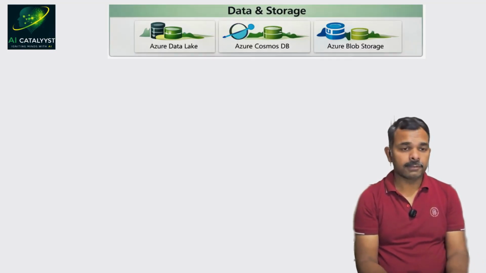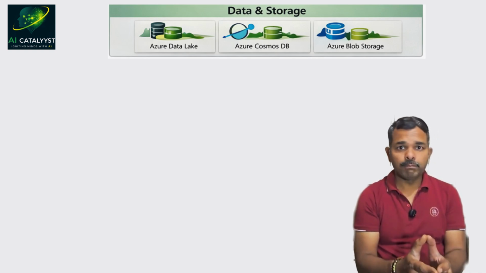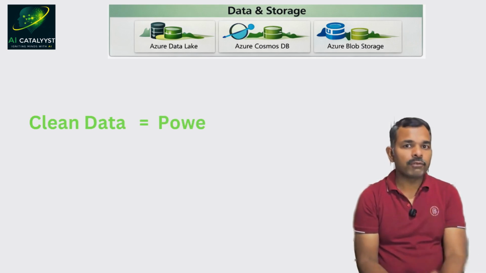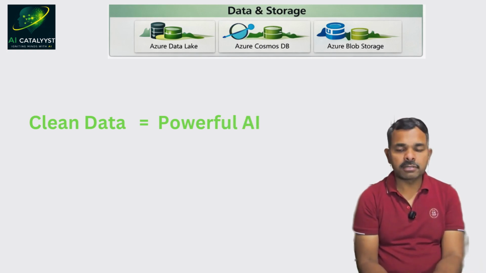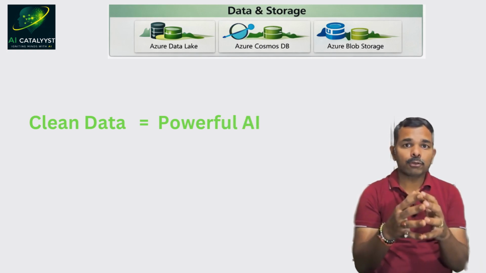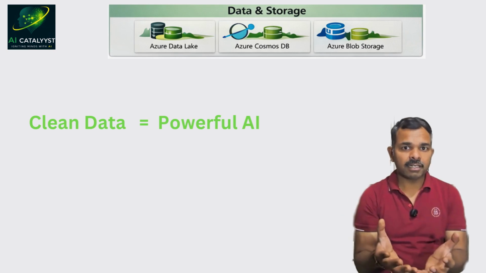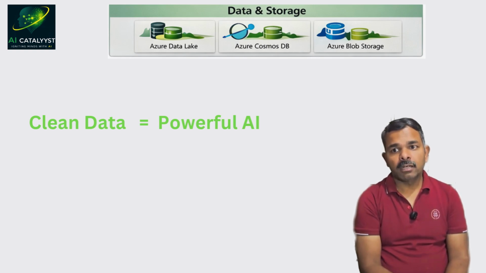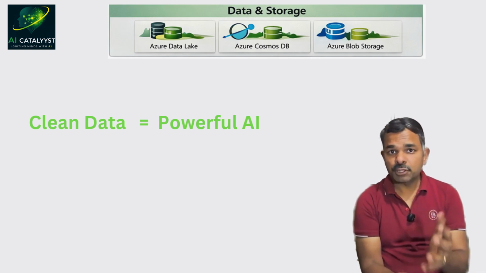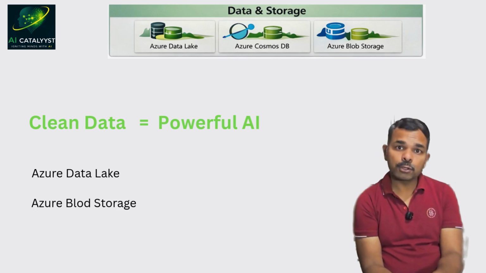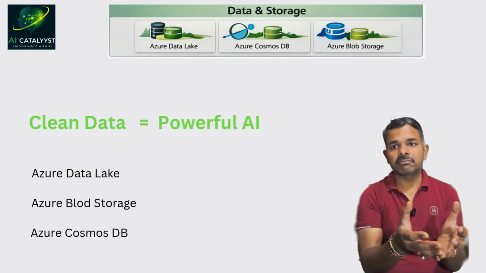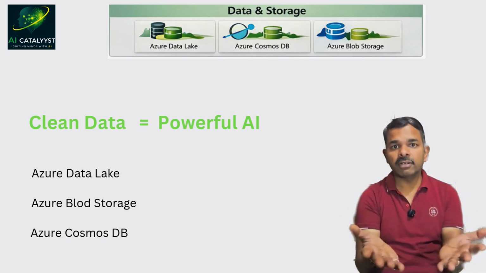Here comes the last and the most important layer, the data layer. The real fuel behind any type of AI is data. Data is the foundation for any AI solution. So it's like, without the correct data, any advanced AI model will also fail. Services like Azure Data Lake, Blob Storage, and Cosmos DB organize and serve the data to different services like search, machine learning, and generative AI.